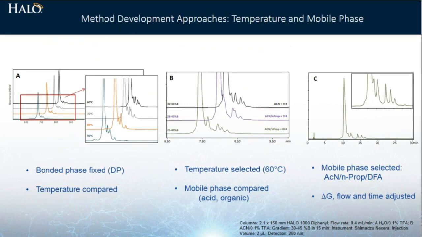The other approach that we use is a temperature and mobile phase-based optimization. In this case, we're using a fixed bonded phase, the diphenyl. We initially compare temperatures, looking at which temperature better supports resolution of the variants of IgG1, in this case trastuzumab. We selected 60 degrees as looking the most promising, based on the pattern of these isoforms that are eluting.